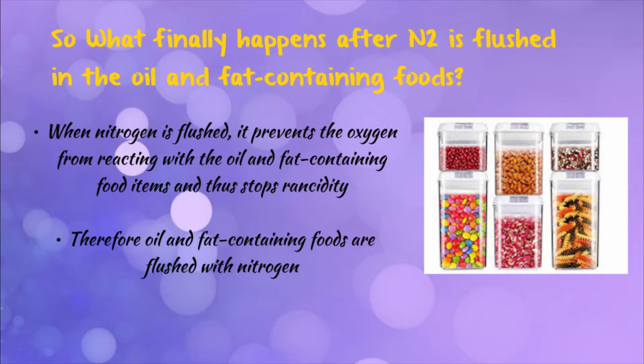So, what finally happens after N2 is flushed in the oil and fat containing foods? When nitrogen is flushed, it prevents the oxygen from reacting with the oil and fat containing food items and thus stops rancidity. Therefore, oil and fat containing foods are flushed with nitrogen.